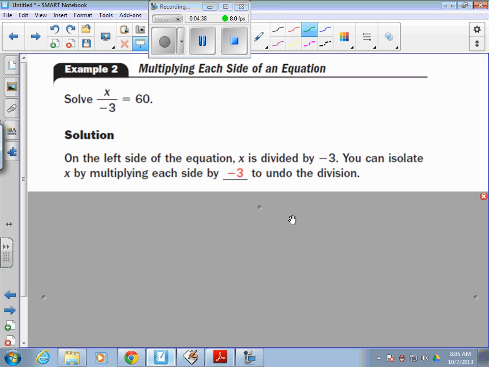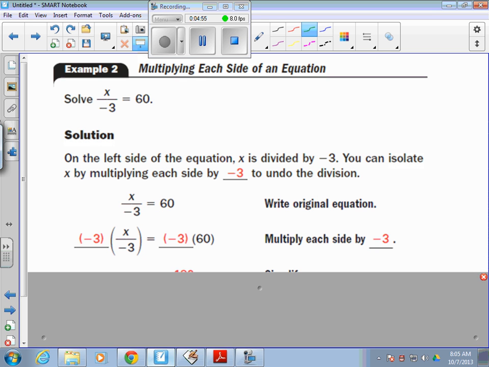Example 2 says multiplying each side of the equation. So the first one was to divide to undo multiplication. This one says x divided by negative 3. So undo divide by negative 3 by multiplying both sides by negative 3. The left side will cancel out. When you multiply the right side by negative 3, you have 60 times negative 3.